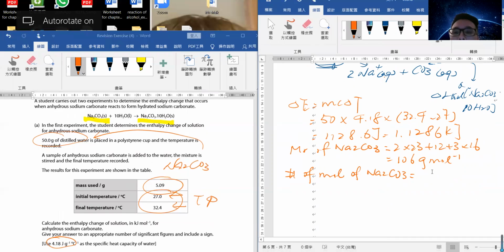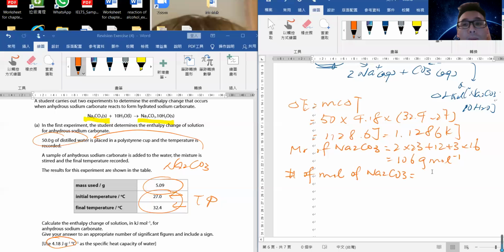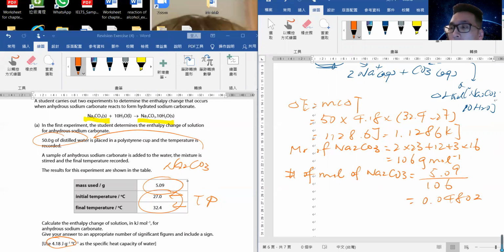Okay, and then the number of moles of sodium carbonate will be the mass 5.09 divided by the molar mass. So you will get 0.04802. Now, what's going on is when you dissolve this number of moles of sodium carbonate in 50 ml of water, this amount of energy is released. Then what will be the amount of energy released when 1 mole of sodium carbonate is dissolved in water?